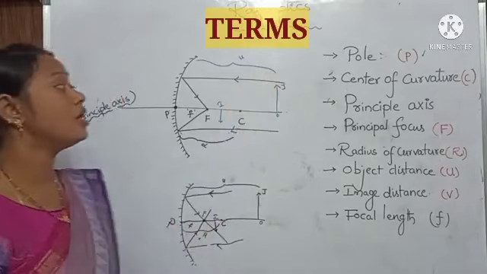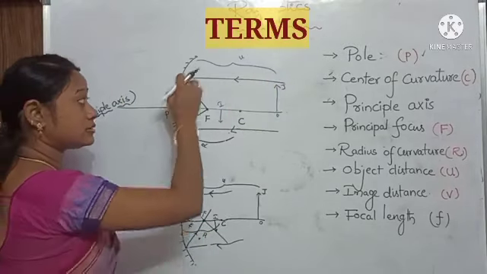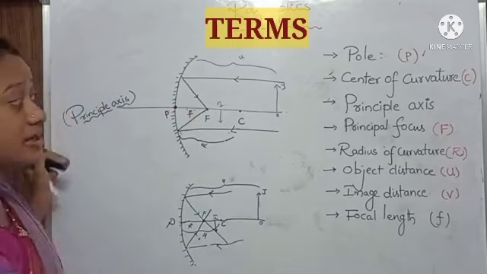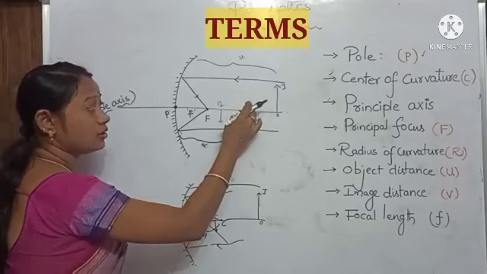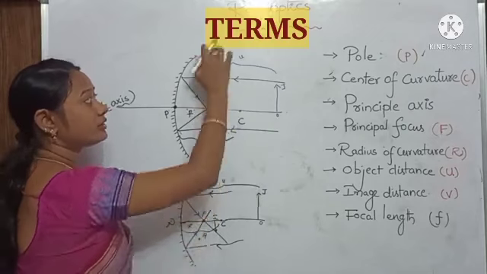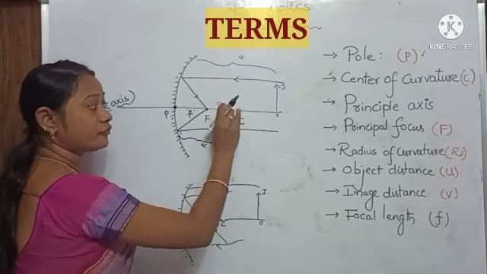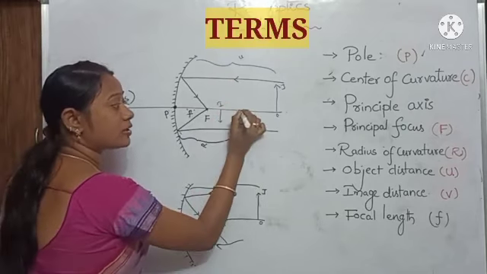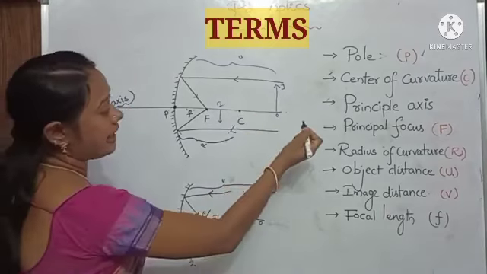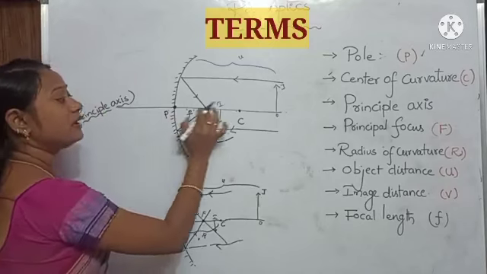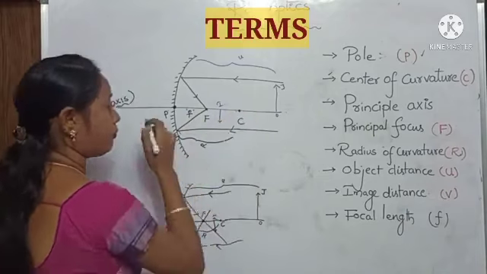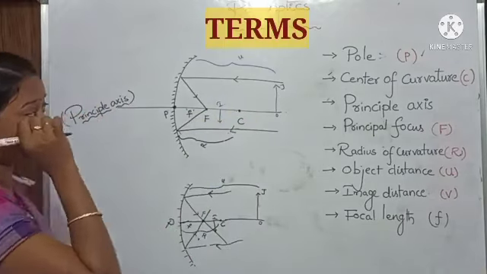Pole. What is pole? The pole is the center of the mirror. Next, what is center of curvature? Here, when we extend the concave mirror, we will get a sphere. The center of it is known as C, the center of curvature. Next, principal axis. The line joining the pole and the center of curvature is known as the principal axis.